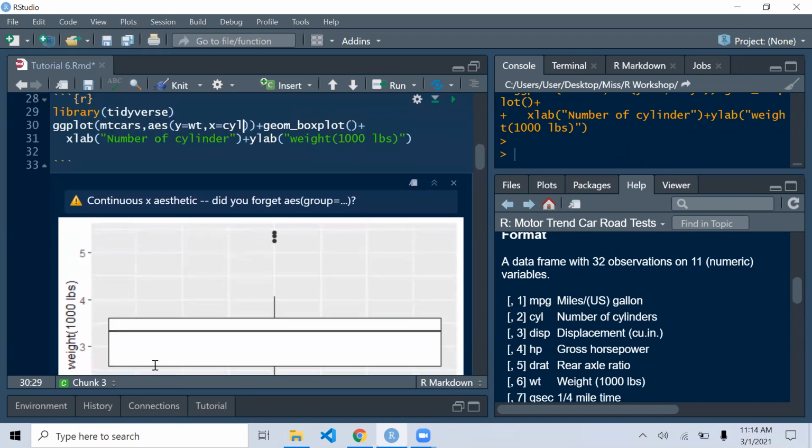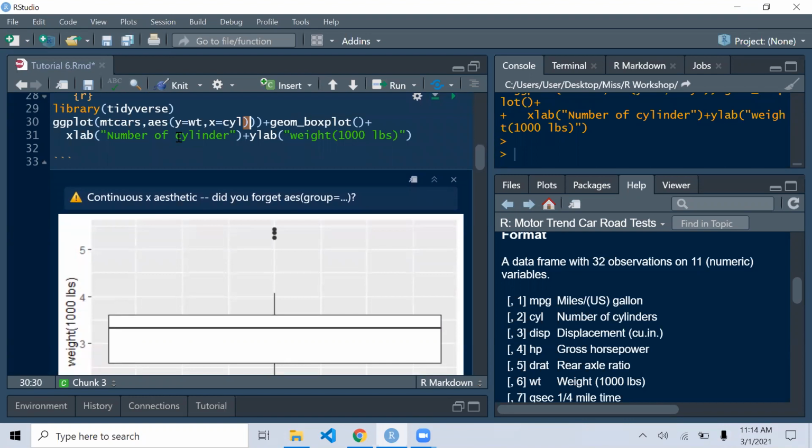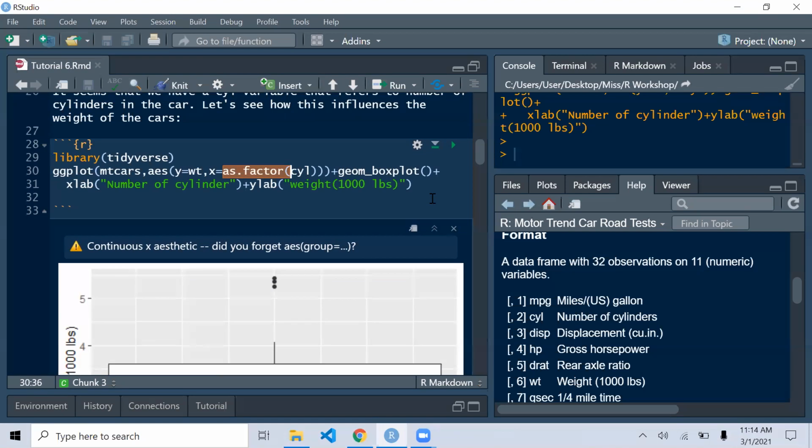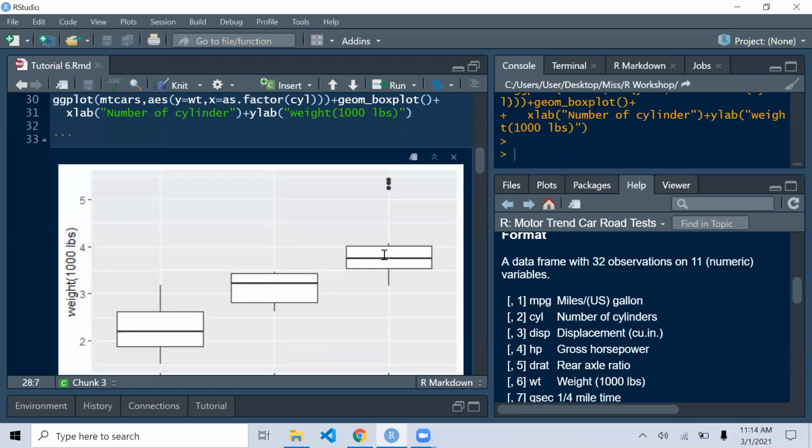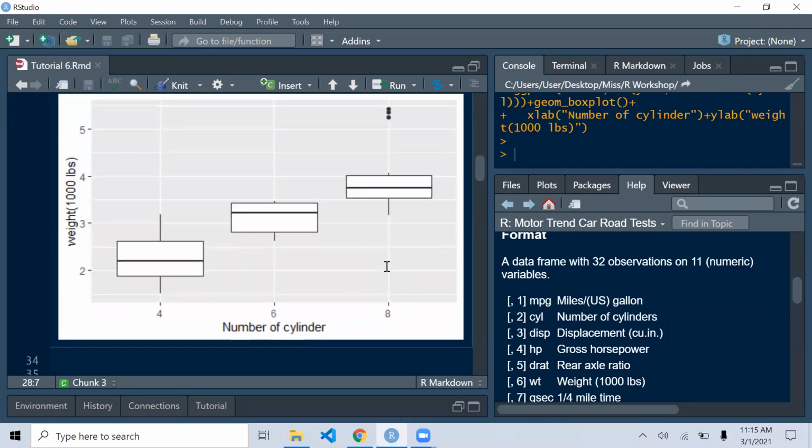If your data set gives you something that's actually discrete but numerical, you need to put as.factor, or else it won't actually make any sense when you're looking at your box plot, and it will literally tell you, did you forget a group, right? So when you put as.factor, it recognizes you have 3 different groups, because it doesn't look at them as numerical values, it looks at them as categories, which is what we want, right?